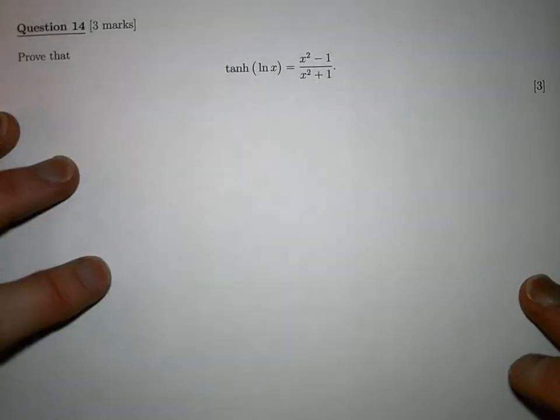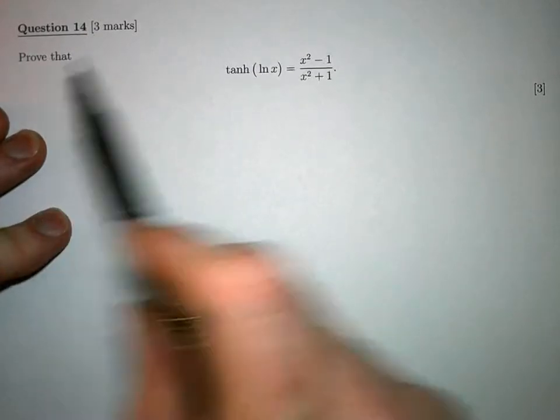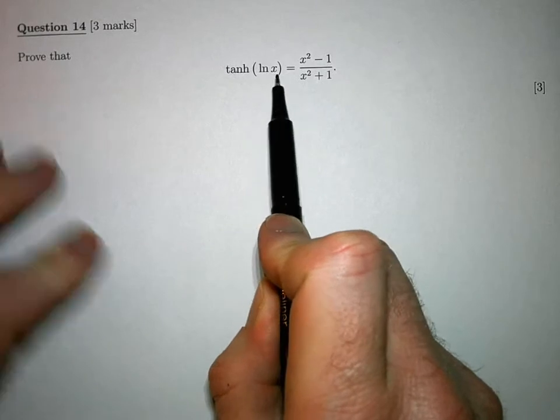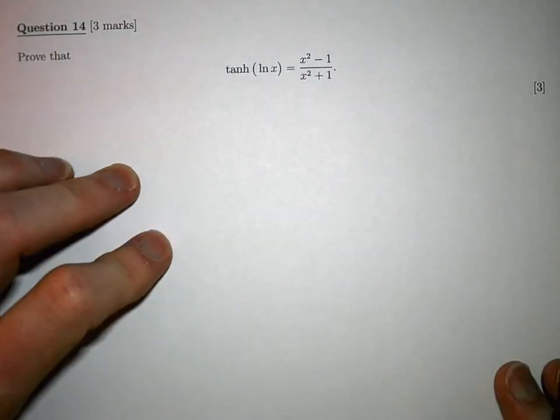Hi guys, Dr. Justin Southey here, going through semester test 2, and I'm looking at question 14, where you're asked to prove that the hyperbolic tan of the log of x, the natural logarithm of x, is equal to x squared minus 1 all over x squared plus 1.